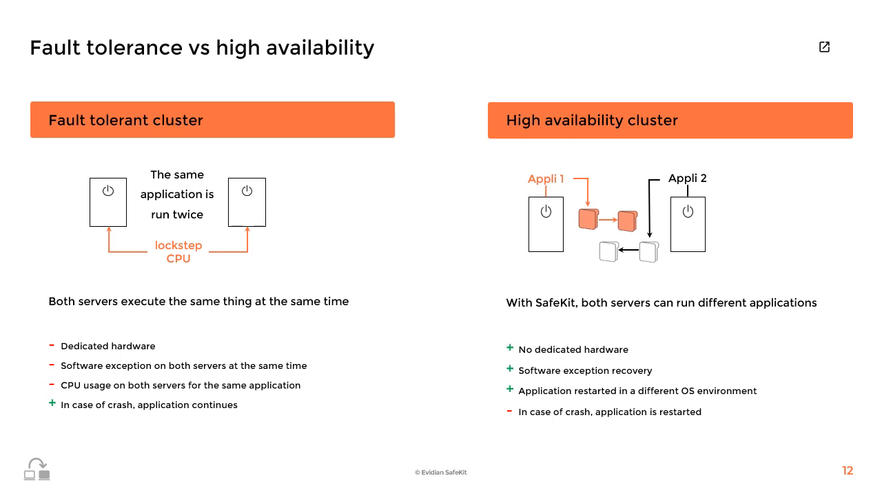The primary advantage of fault tolerance is that it ensures zero recovery time in case of hardware failures, since the application continues running on the secondary server without interruption. It's important to note that in fault-tolerant systems, the secondary server is dedicated to running the same application as the primary server, synchronized at the instruction level. On the other hand, high availability, like SafeKit, focuses on minimizing downtime and ensuring that services remain accessible even in the event of hardware or software failures.